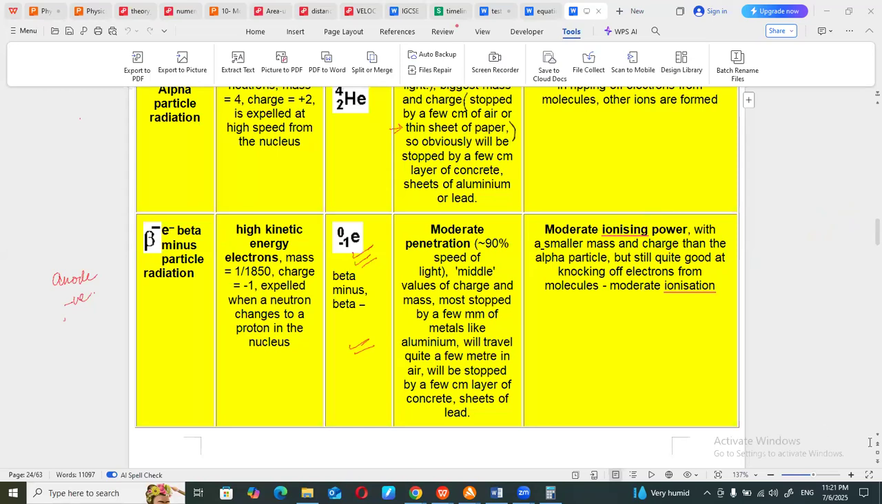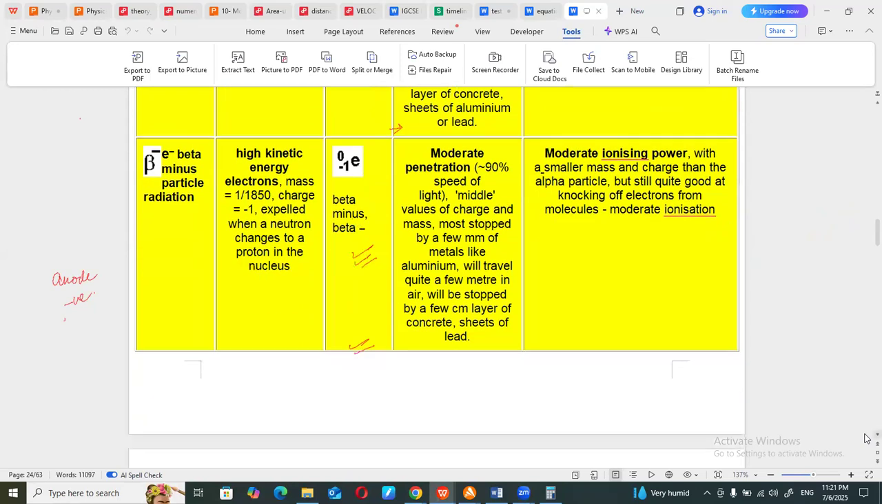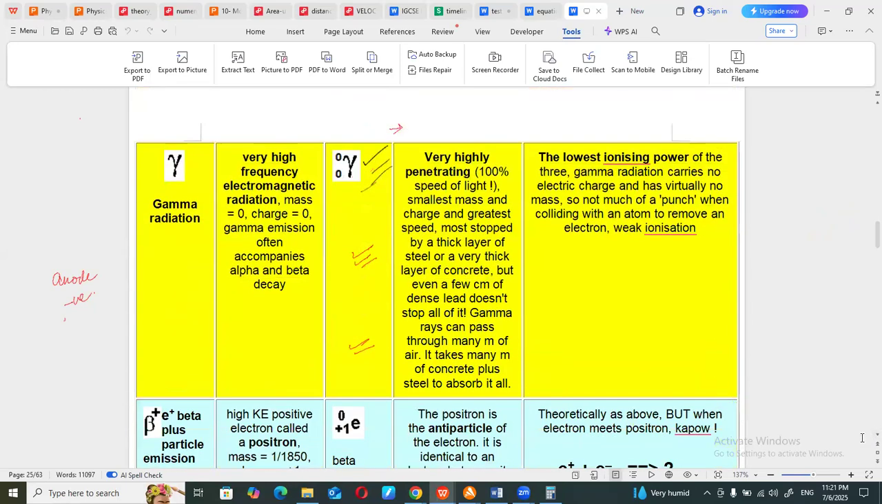Now, next is gamma radiation. What is it? Gamma rays are just very high frequency electromagnetic radiations with no mass, and their symbol is this. They are moving with the speed of light. Secondly, they are very highly penetrating. They cannot be stopped by almost anything, but concrete or steel can stop and absorb them.